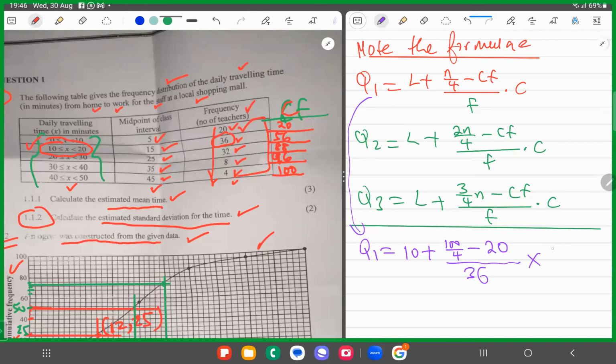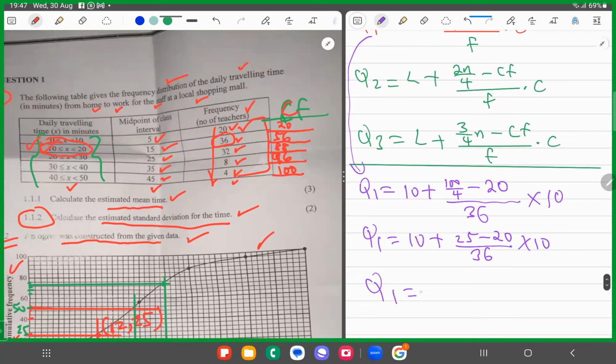You multiply by C, and C here is the lower boundary point of the 10 to 20 interval. The lower boundary point is 10 still. Okay, I'm just showing this here, just another method of finding Q1. So it is 10 plus 25 minus 20, you divide everything by 36, times 10.